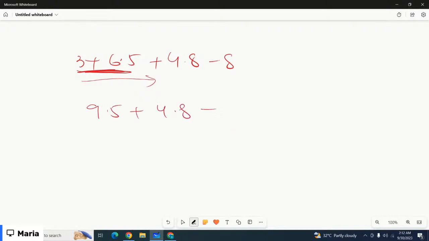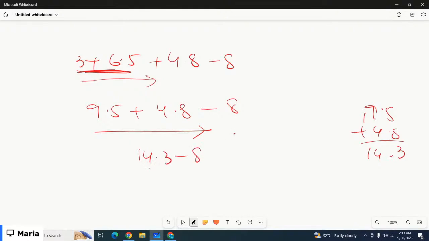The other example is 3 plus 6.5 plus 4.8 minus 8. Now you have two operations involved, addition and subtraction, right? So you need to go from left to right. On the left you have addition first, so let's perform this step first. 3 plus 6.5 is 9.5. Now again go from left to right, so you need to do 9.5 plus 4.8. It is 14.3. Now you are left with just subtraction, so 14.3 take away 8 is 6.3. So the correct option is 6.3, right?